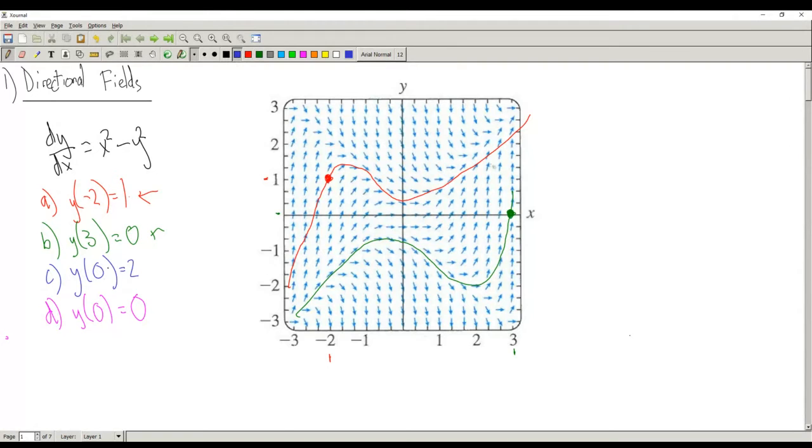I'm just going to do the others for completeness' sake. X being 0, Y being 2. We've got this. It'll come down here and roughly up there. And the purple, 0, 0, something like this.